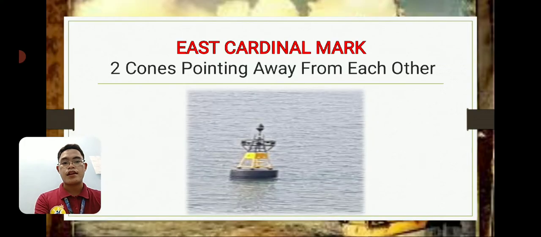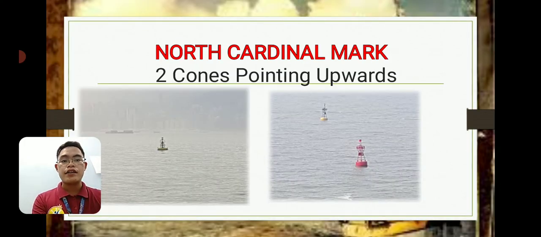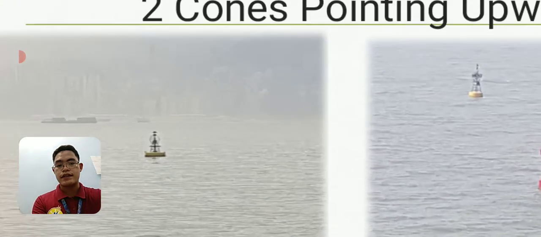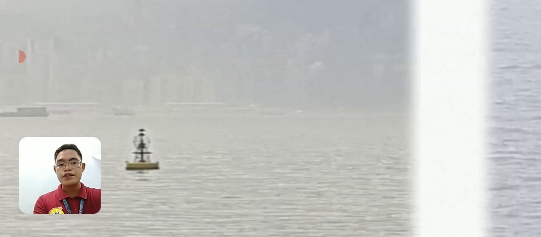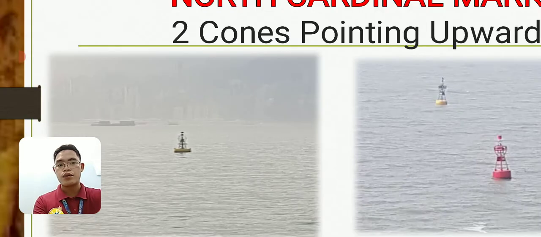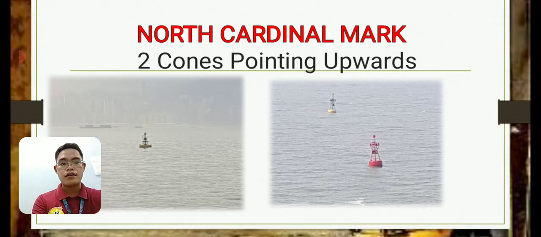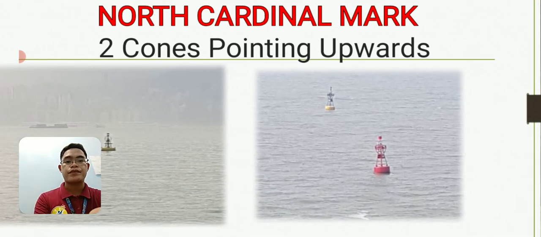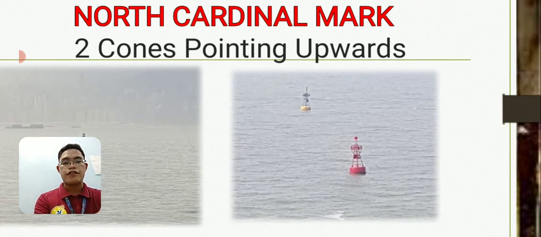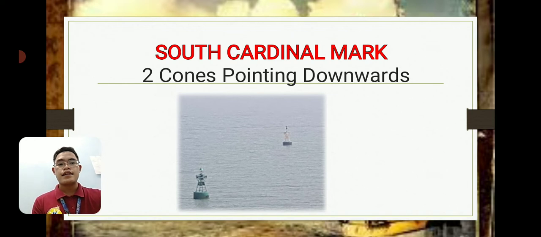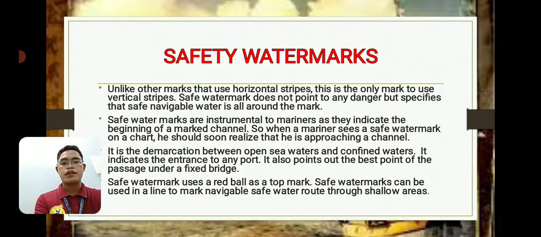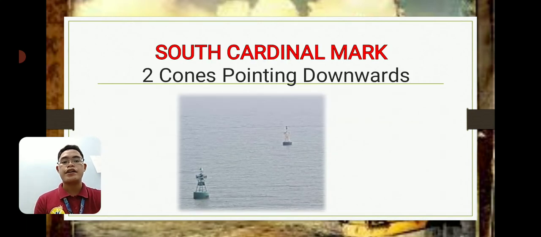Next, for the north cardinal mark, two cones pointing upwards. As I said a while ago, this is the example. As you can see, it's like an arrow, they are going upwards. Also this one. Okay, next, for the south cardinal mark, two cones pointing downwards. As you can see in the example picture, downwards. So those are the cardinal marks.